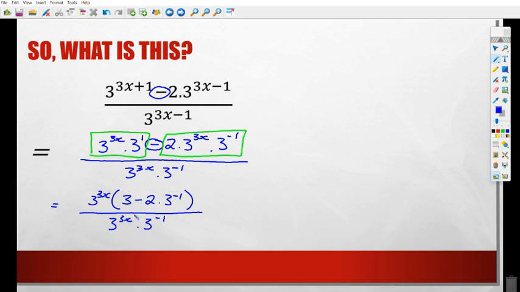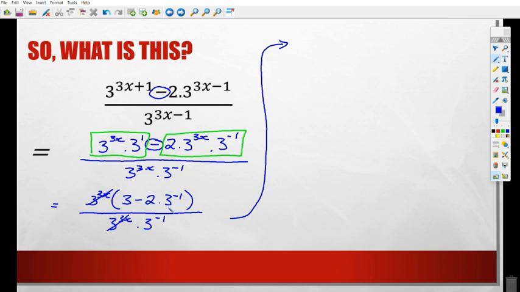Now I've got my bracket. I've got one term at the top, one term at the bottom. Is there anything here that I can cancel? Yes, the 3 to the 3x's. They look exactly the same. I can cancel those. So let's go here to the top, and we've got 3 minus 2 times 3 to the negative 1.